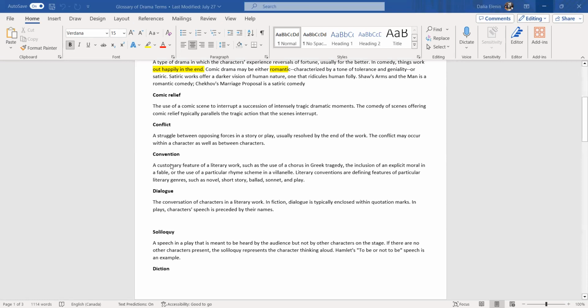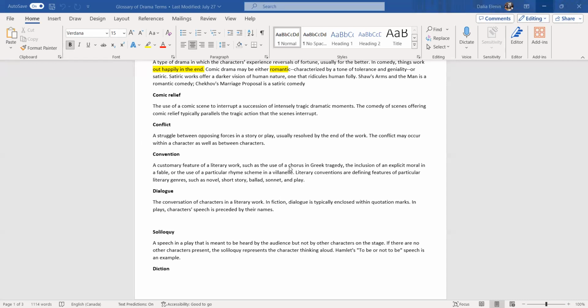We could also come across the expression of convention. A convention is a customary feature of a literary work, such as the use of chorus in Greek tragedy, the inclusion of an explicit moral in a fable. Fable is another type of drama. We'll talk about it in a minute. Or the use of a particular rhyme scheme in a villanelle. Literary conventions are defining features of a particular literary genre, such as a novel, short story, ballad, sonnet, and play.